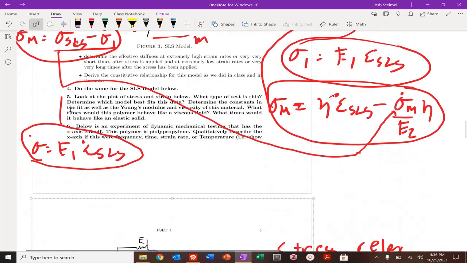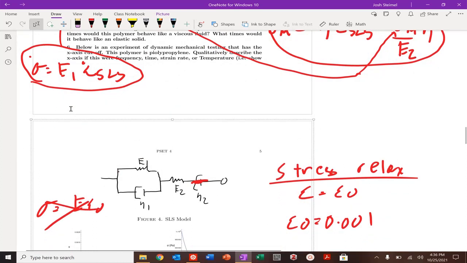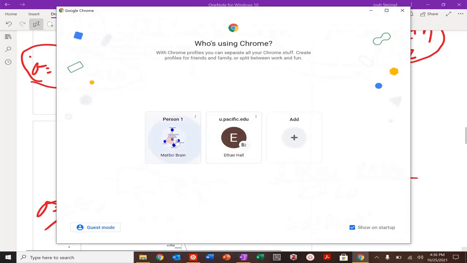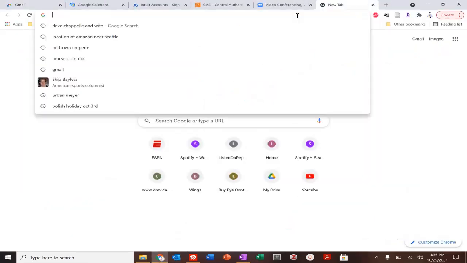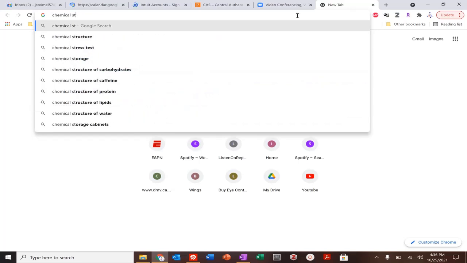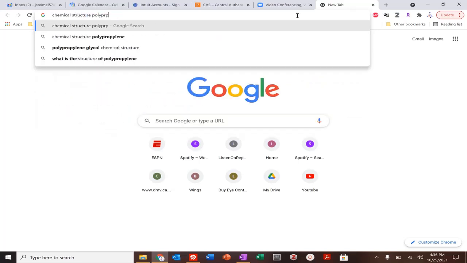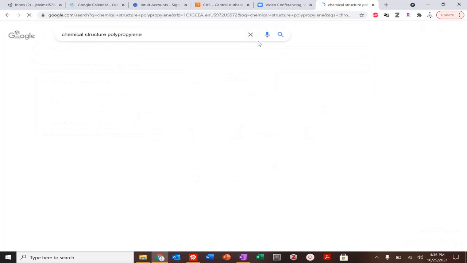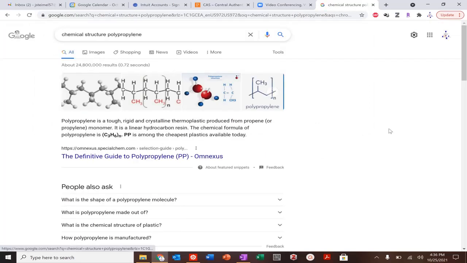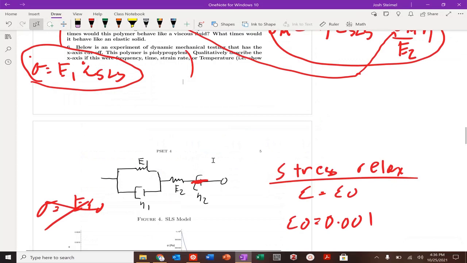That's it. So below is an experiment of the dynamic mechanical testing that has an x-axis cut off. One material is polypropylene, and you can look at these structures. Let's go ahead and look at each of these chemical structures. Polypropylene has that methyl group, and then what are the other polymers we're looking at here?